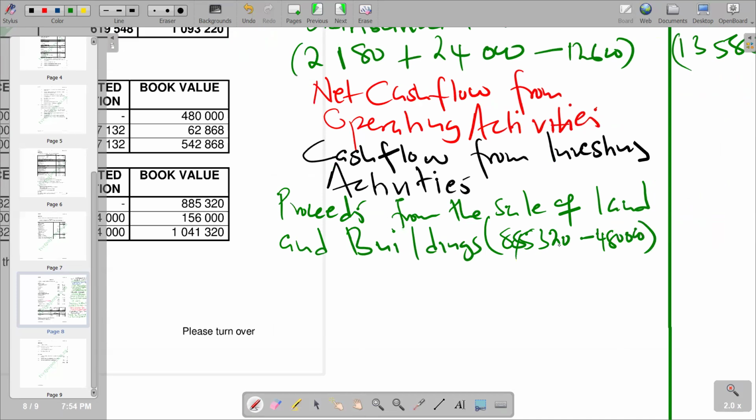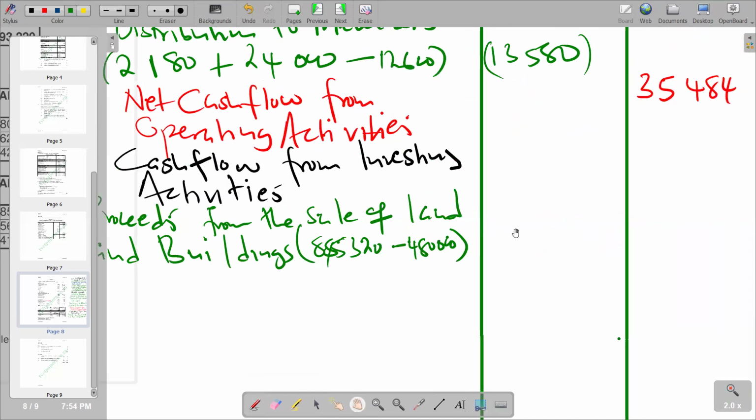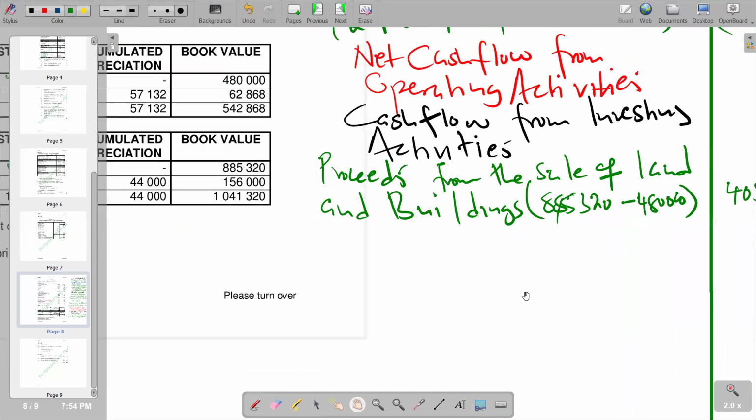Then we get the cost that we sold for. So we subtract there the figure that we are supposed to get. The proceeds that we are going to get here is going to be 405,320. Remember, we're going to show it as a positive because this is an inflow. We are selling, so we are receiving, so it becomes an inflow. So it's 405,320.